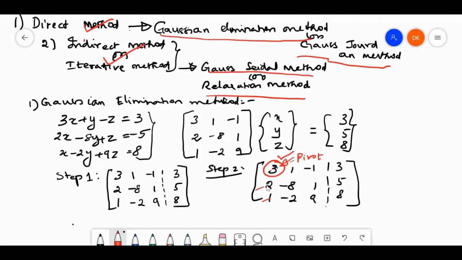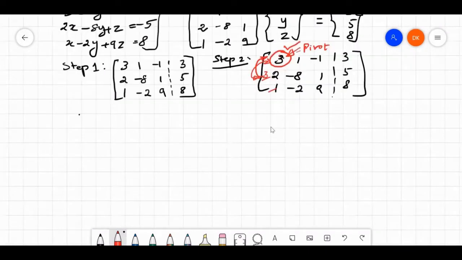Suppose in this element this is 3 and this is 2, you have to shift the second row to the first row, and then the first row can be rearranged to the second row. In that way we have to make it, and ensure that in the pivot point you have the maximum value. Accordingly you have to make it.